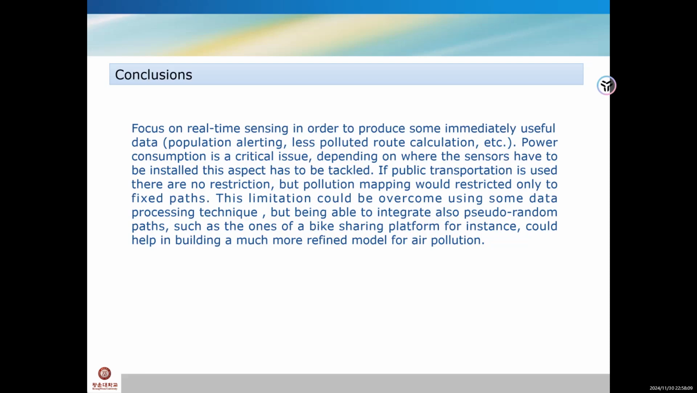If public transportation is used, there is no registration, but pollution mapping would be restricted to fixed passes. This limitation could be overcome using some data processing technique, but being able to integrate also procedural random passes, such as the ones of the bike sharing platforms, for instance, could help in building much more refined models for air pollution.